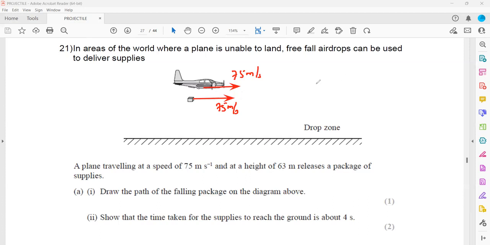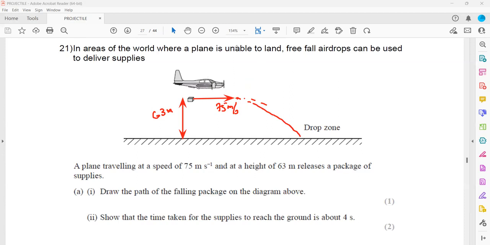Then as the plane will continue, but what will be the trajectory or the path of the airdrop? That will be projectile. Draw the path of a falling package and show that the time for the supply is about 4 seconds. How can we show that the time it takes is about 4 seconds? We have the height that it is released from, 63 meters. We have the horizontal speed.